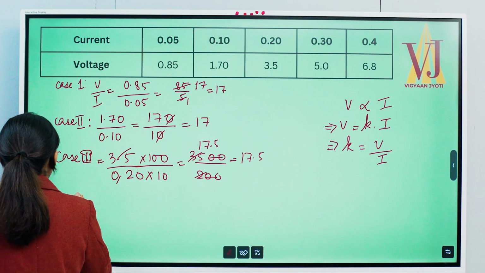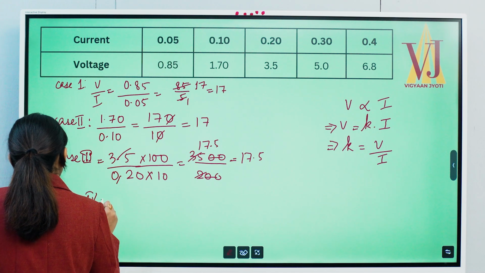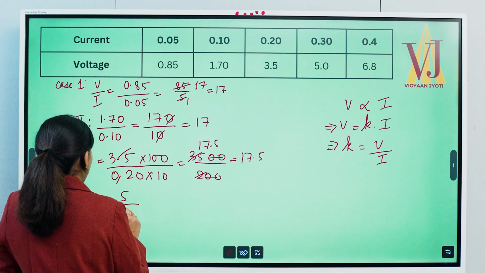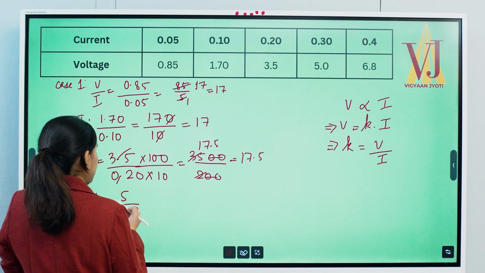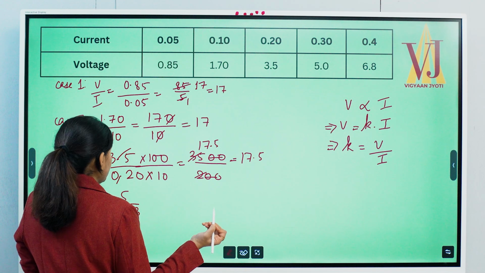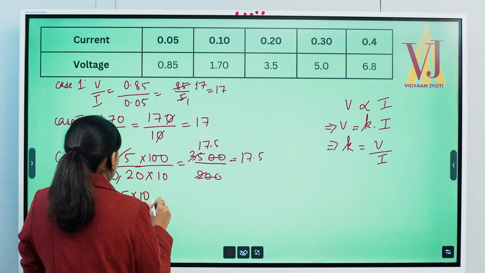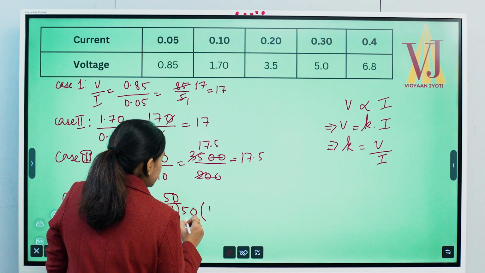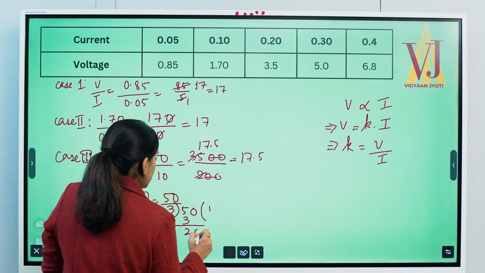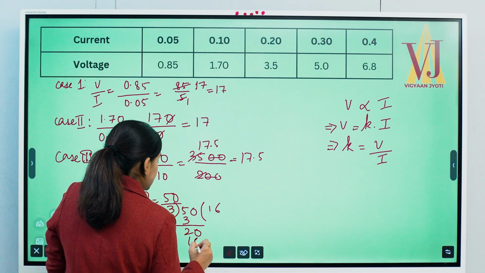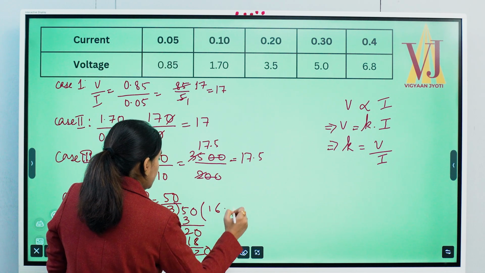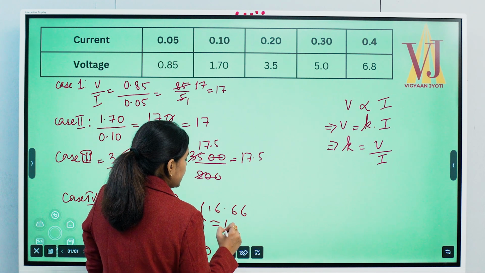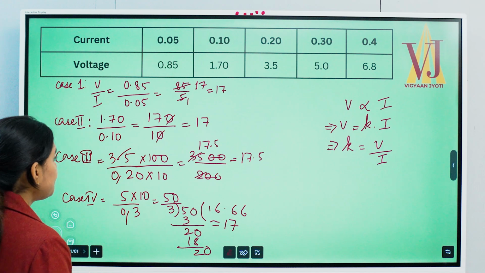Okay. Next, case 4. Case 4 says what? Voltage is 5, and current is 0.3. 0.3 and 0.30 are the same. So again I'll multiply by 10 here. So 50 divided by 3. 3 ones are 3, 20, then 3 sixes are 18, 2, and again it goes 6, 6. That means we can round it off and make it 17. So here also it's almost the same, right?